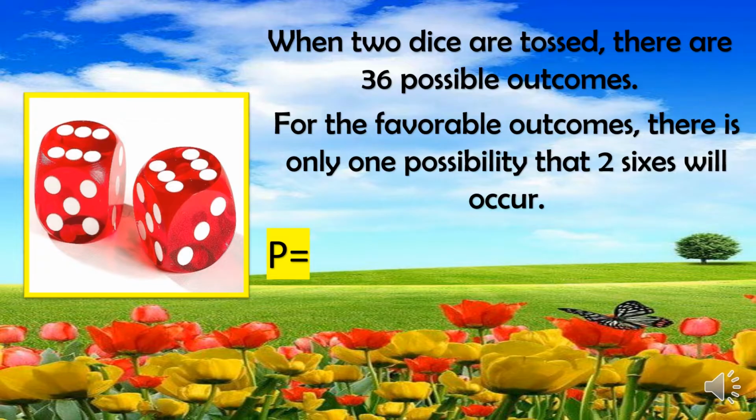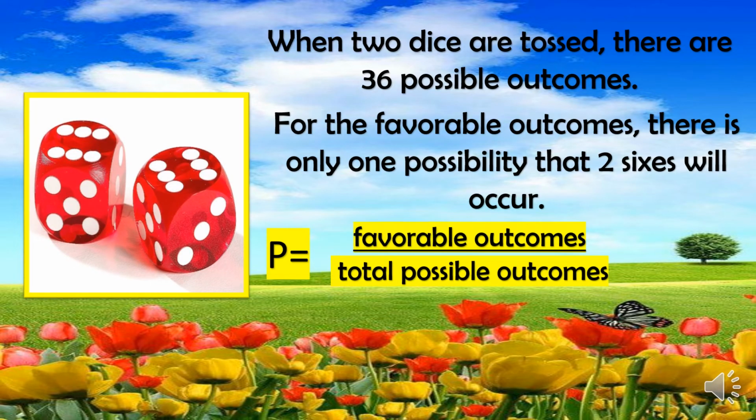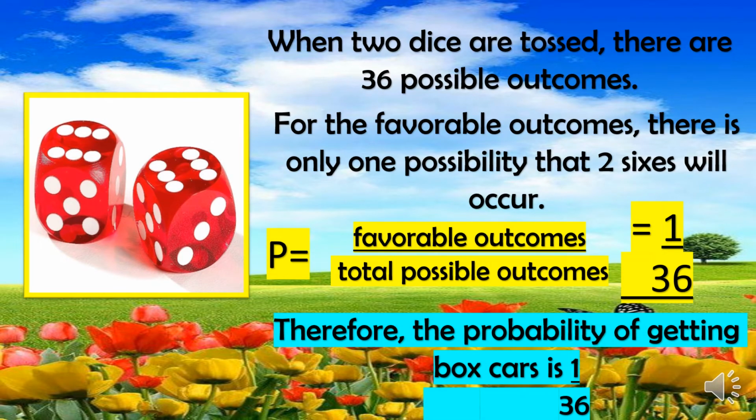So here is the formula. P, or the probability, equals favorable outcomes over total possible outcomes. So that is equal to 1 over 36. So therefore, the probability of getting boxcars is 1 over 36.